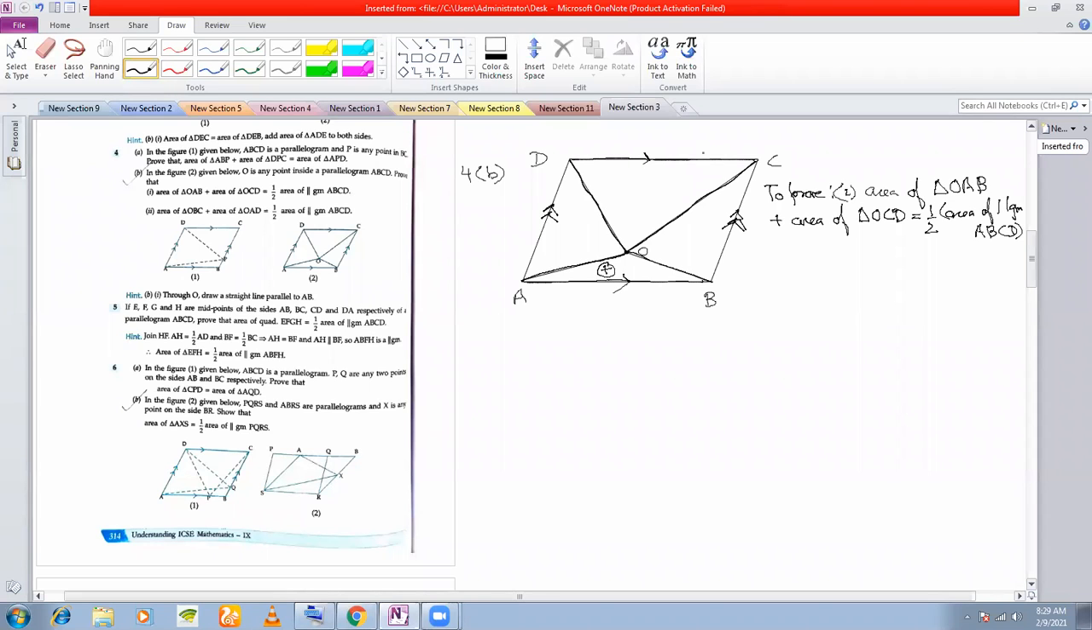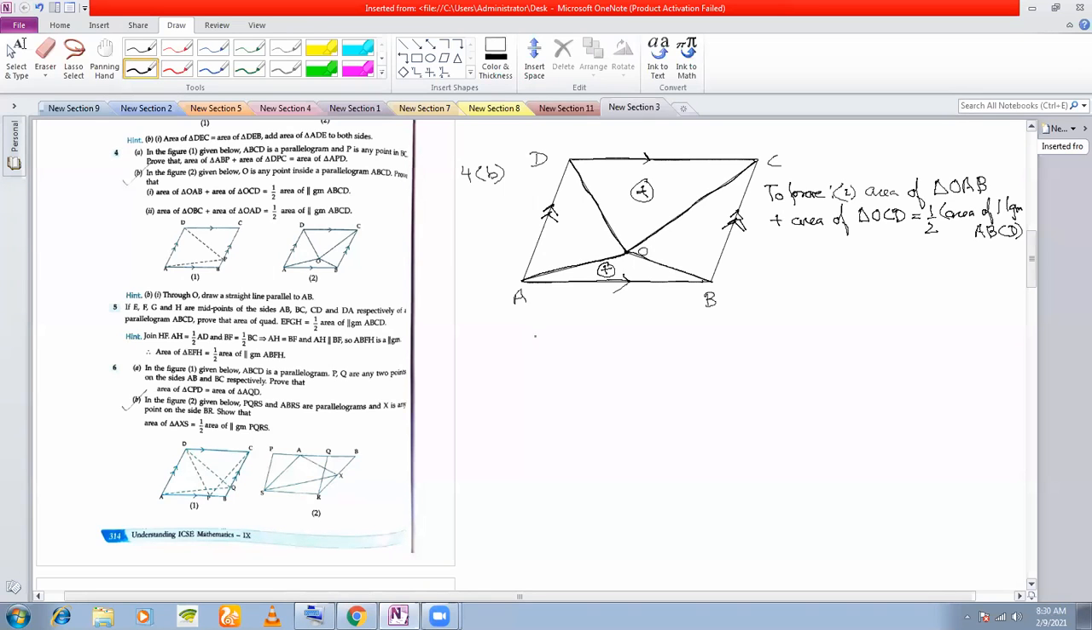This triangle must be equal to half of the area of this parallelogram. Okay, this is what we had to prove. That is, the sum of the areas of these two triangles must be equal to half the area of this entire parallelogram. So what you do first here is you need a small construction.